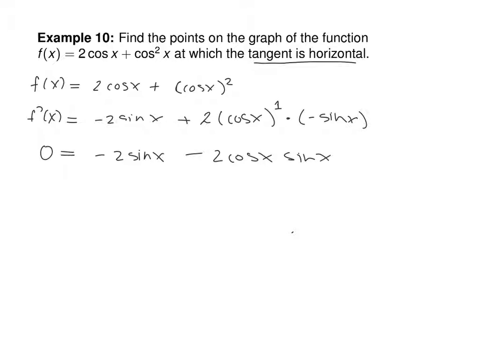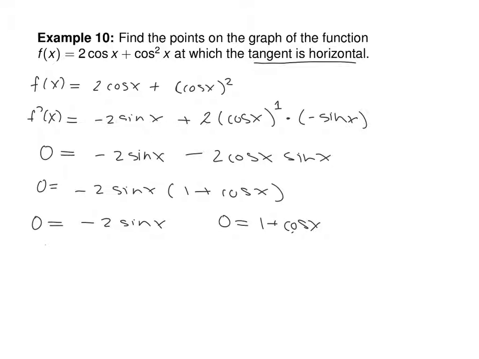Don't divide by stuff that's got variables in it. Take out greatest common factors. So, what is the greatest common factor? Negative 2 sine x. Great. Times, I think, 1 plus cosine x, right? So you've got 0 equals negative 2 sine x, and 0 equals 1 plus cosine x.